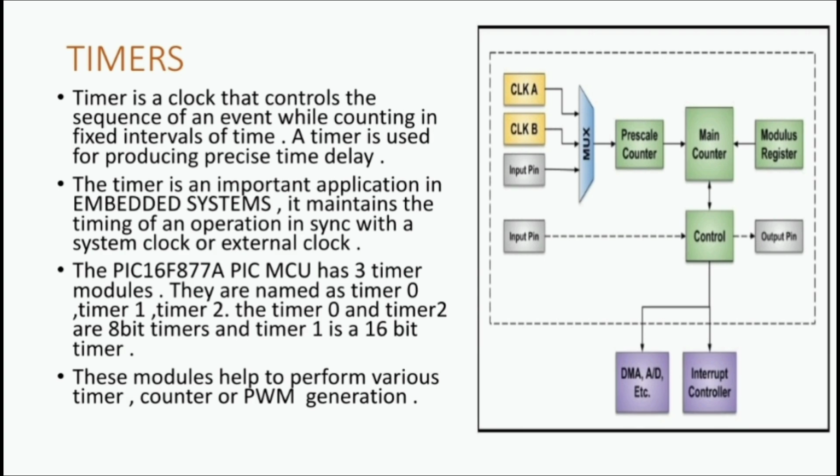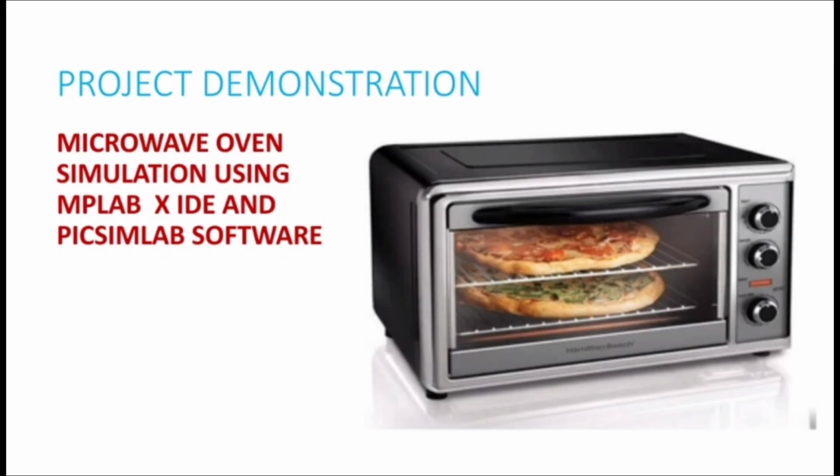The PIC16F877A PIC MCU has 3 timer modules. They are named Timer 0, Timer 1 and Timer 2. Timer 0 and Timer 2 are 8-bit timers and Timer 1 is a 16-bit timer. These modules help to perform various timer, counter or PWM generation.